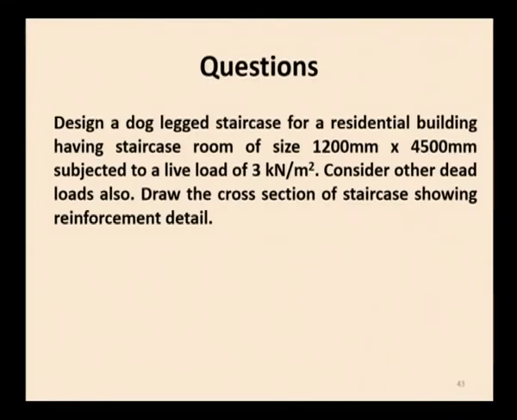In connection with this lecture, the question may be: design a dog-legged staircase for a residential building having a staircase room of size 1200 mm by 4500 mm, subjected to a live load of 3 kN per meter square. Consider other dead loads also. Draw the cross section of the staircase showing the reinforcement details. This is the design of the dog-legged staircase. So, we must know how to calculate the load on the base slab as well as the landing slab. The load on the base slab is much different from the load on the landing slab. Using this, we need to find out the bending moment, the thickness, as well as the reinforcement required for it.